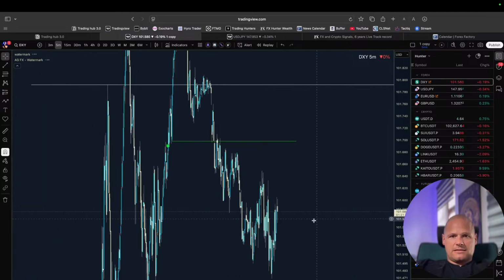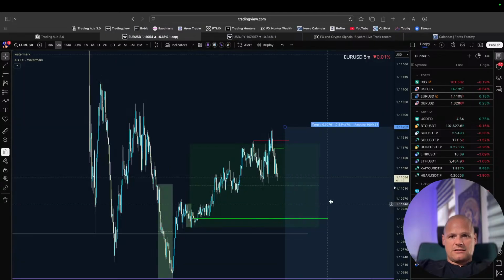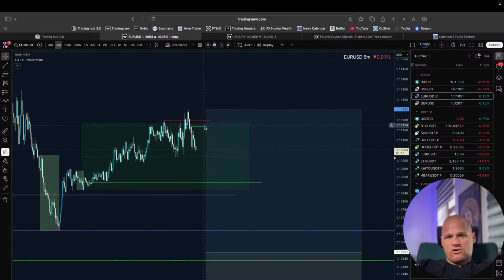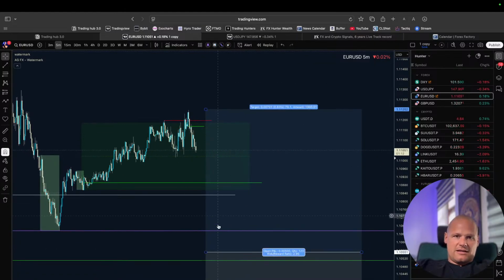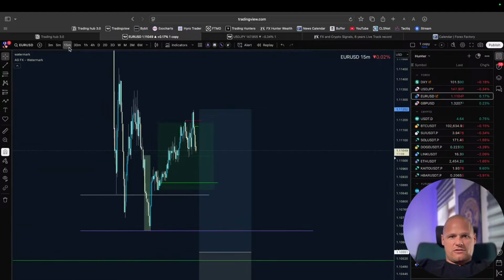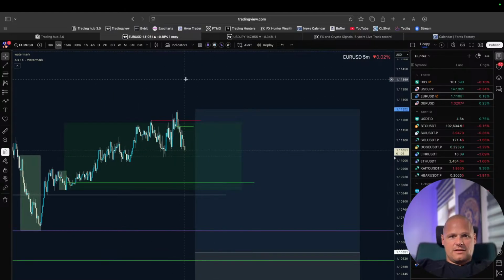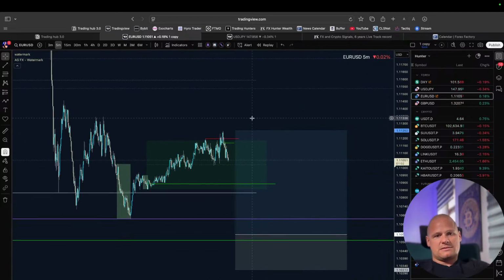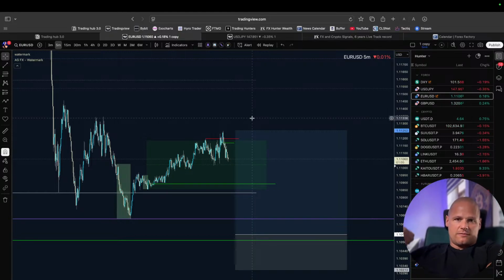right? Same case on the dollar index, right? So I would actually maybe take a short in the London, right, and then long in the New York session, right? That would, if I think about it this way, that what makes more sense to me.